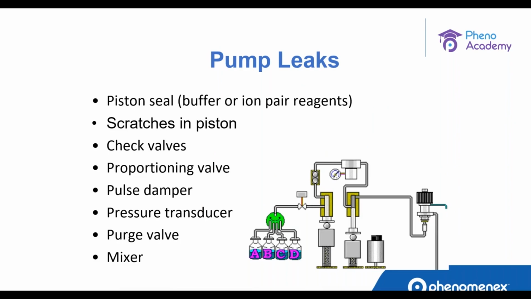So here is the pump leak. If we find out the leaking is caused by the pump, these are the major areas that might cause the leaking. Here is the piston seal, and this part is the seal in the piston, and also the check valves, the purge valves, pulse damper, pressure transducer, pumping valves, and also the mixer are the major parts causing leaking in the system.